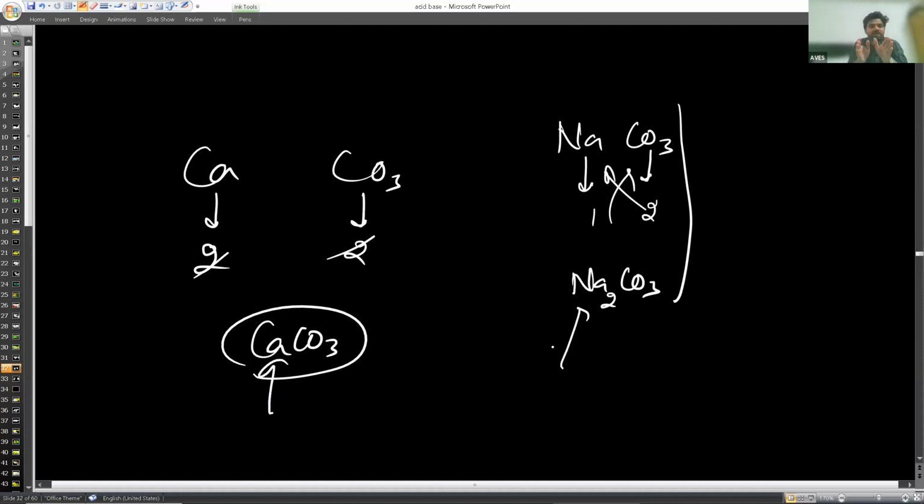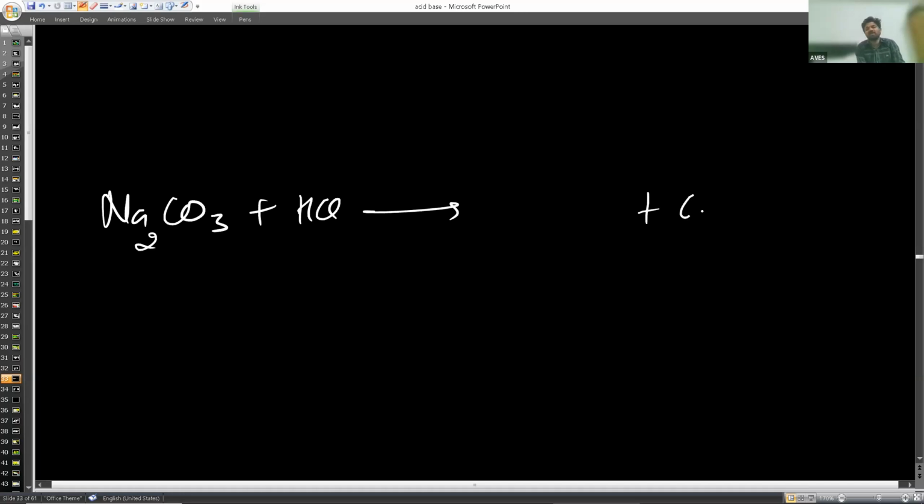Whether it is a metal carbonate or a metal hydrogen carbonate, the carbonate group is responsible for the production of carbon dioxide. If they are reacting with acids, like Na2CO3 reacting with HCl, for example, and you are confused about which salt is going to form, you can easily predict that carbon dioxide and water will be formed because it is a metal carbonate reacting with an acid. So a metal carbonate when reacting with an acid gives you salt plus carbon dioxide plus water.